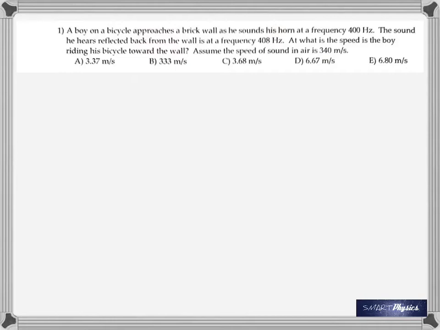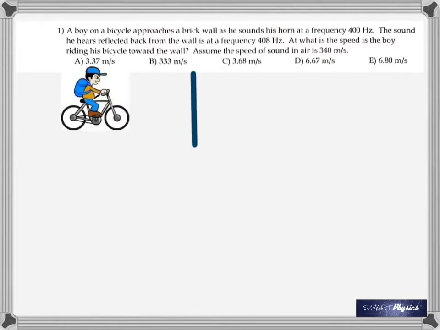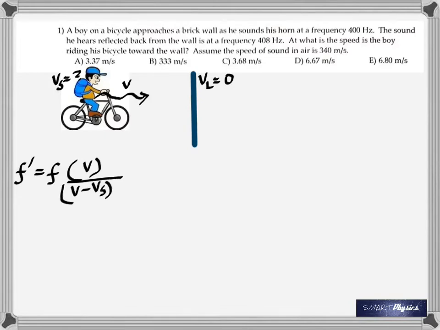Here again, you could treat this as two different instances. One, when the sound is going from his horn to the wall, and the second, when it's reflected off the wall and coming to him. That's the boy, the bicycle, the sound moving towards the wall, and of course in this case the wall is at rest. So in the first case, you assume that the wall is the listener, and surely the frequency would appear to have increased. Why? Because the source is moving towards. Therefore, in the denominator, you have v minus vs.